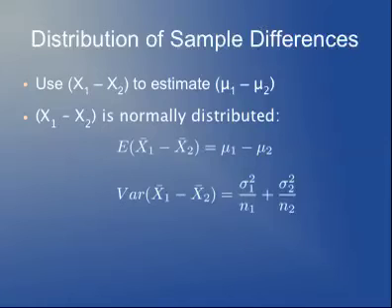If you'll recall some of the formulas I gave in previous lectures, the expected value of the difference between x1 bar and x2 bar is just the expected value of x1 bar minus the expected value of x2 bar, which of course is just mu1 minus mu2. Similarly, the variance of the differences, if we assume they're independent, will be sigma1 squared over n1 plus sigma2 squared over n2. If you don't remember how I calculate that, don't worry about it. For this class, it's not that important.